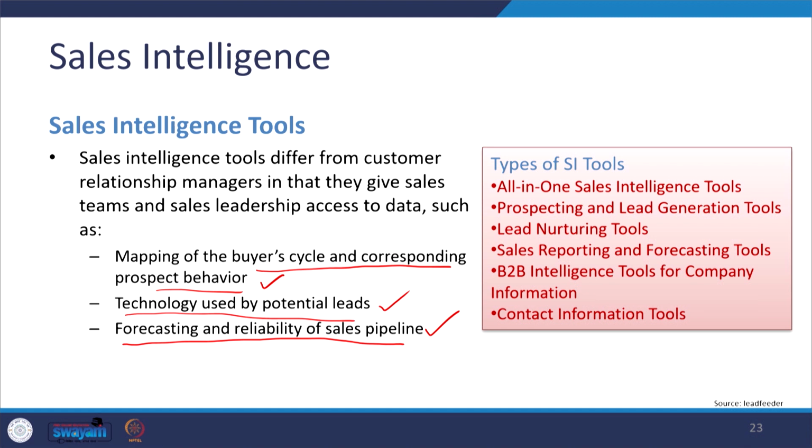They are classified mainly across different categories like all-in-one sales intelligence tools, prospecting and lead generation tools, which focus more on identifying the initial stages of your sales funnel, lead nurturing tools next, and then sales reporting and forecasting tools. We have B2B intelligence tools for company information, and finally we have contact information tools. So, there are numerous softwares targeted at the different objectives mentioned here. So, let us start one by one.